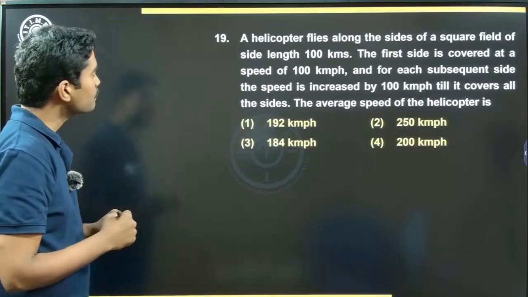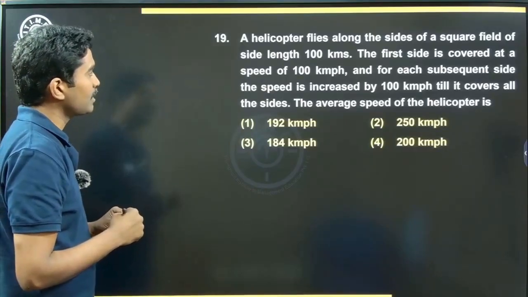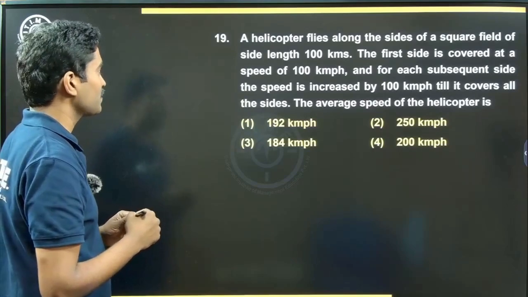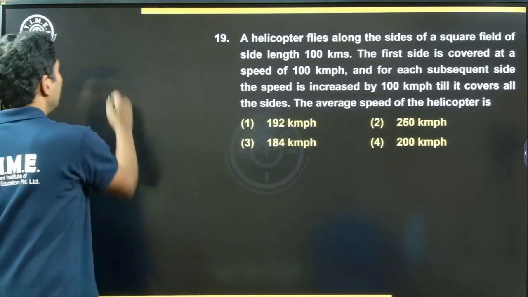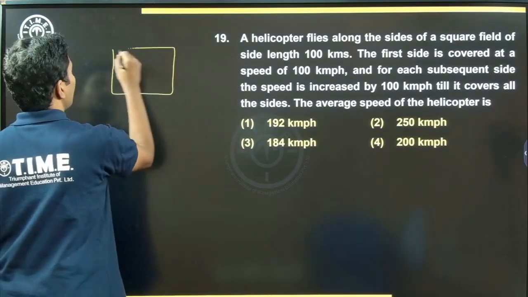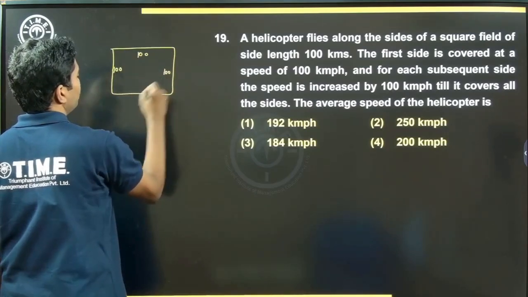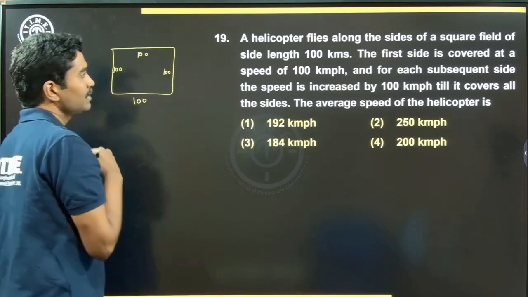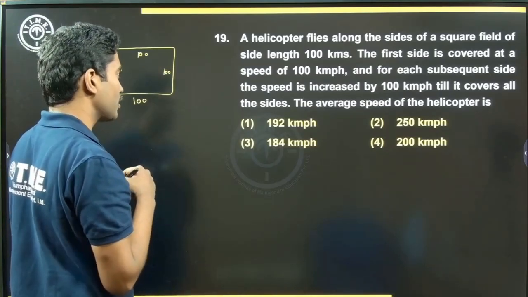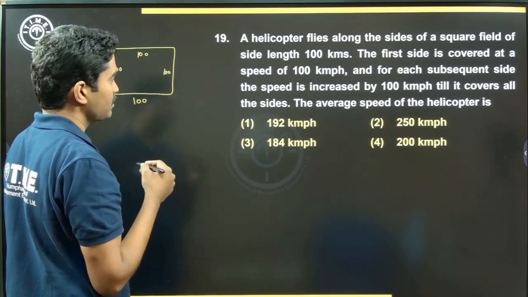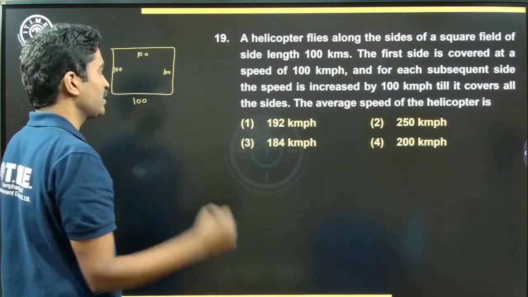Next question. A helicopter flies along the sides of a square field of side length 100 kilometers. Okay, we have a square, 100 kilometers, this is 100 and this is 100. The first side is covered at a speed of 100 kilometers per hour, and for each subsequent side the speed increases by 100 kmph.